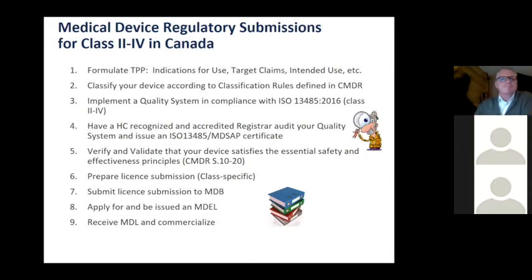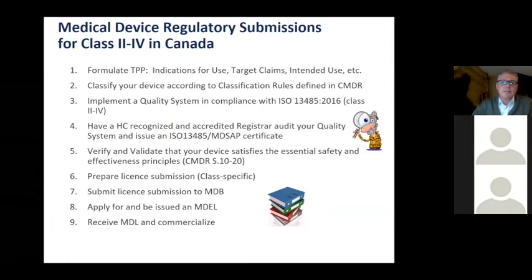So in quick summary, how do you bring a product to market in Canada? Well, for a medical device, you would first formulate your TPP, or your target product profile. There is a template for that in the handouts. I'll talk more about that later.